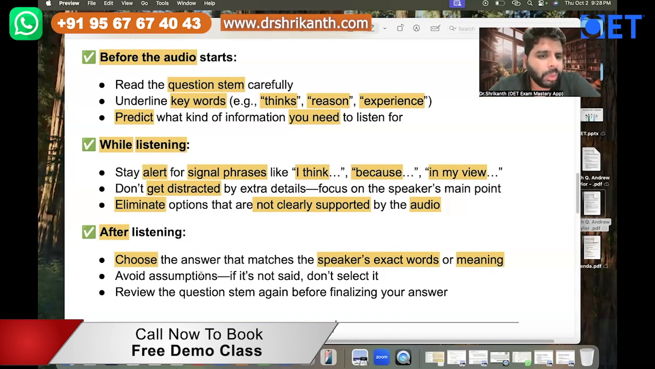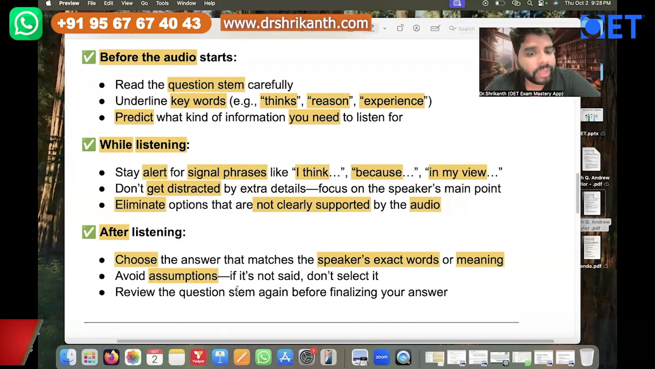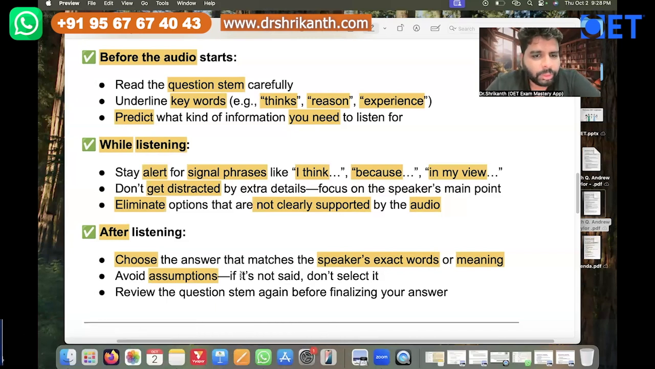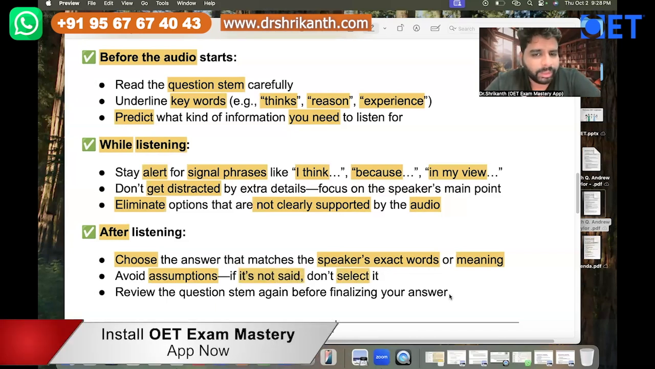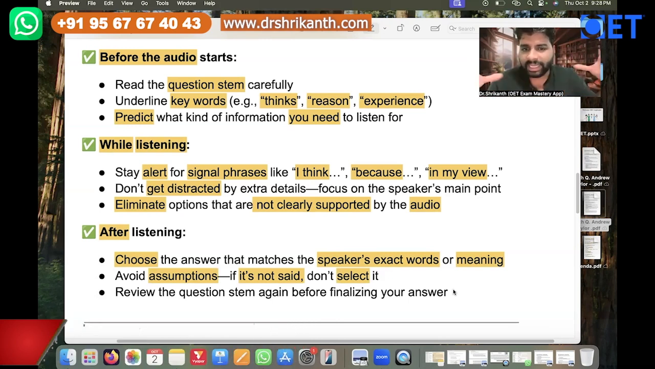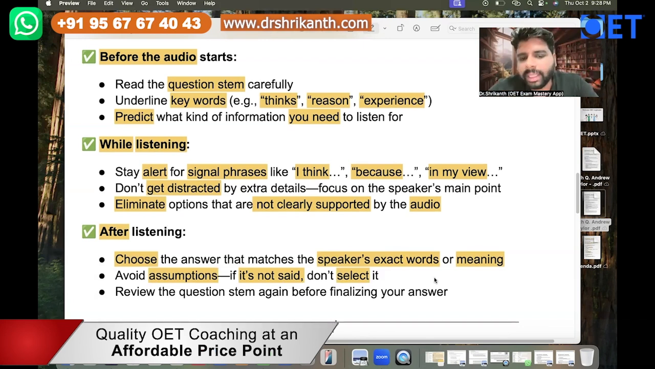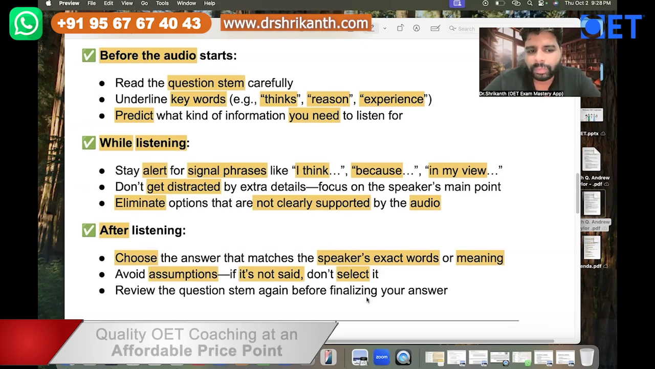So that is what you have to do: avoid assumptions. Assumption basically means guessing. Don't spend too much time overthinking. This is what some students do. They overthink a lot. They guess a lot, and because of that overthinking and over assumptions, they make certain mistakes. So if it is not said, then not selected. If that information is not mentioned in the audio, even one tiny portion, like sometimes we get very lengthy answer options, but even one single part of that information is not mentioned, then we cannot choose it. So if it is not mentioned, don't select it.